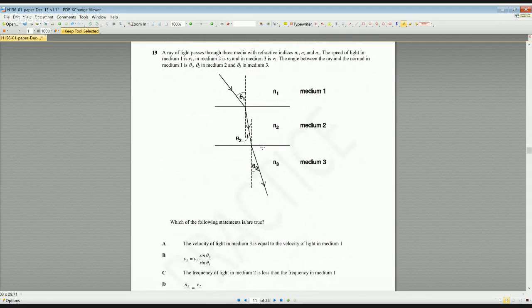We have a ray of light that's bending twice here as it passes through 3 different mediums. Which of these statements is correct? So statement A, the velocity of light in medium 3 is equal to the velocity of light in medium 1. Well, that would only be true if theta 3 was equal to theta 1. We've got no indication here that that's the case. So that's not true.